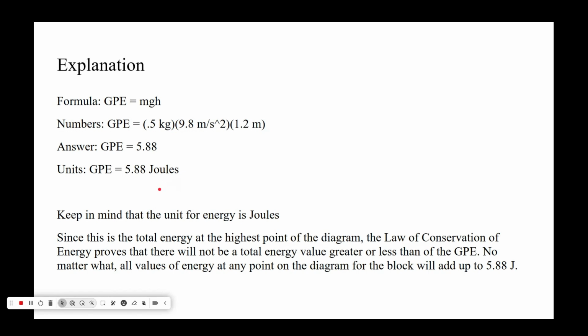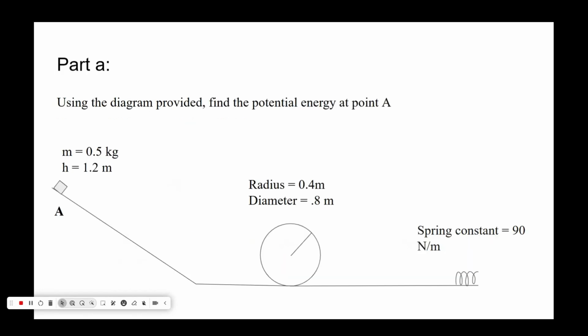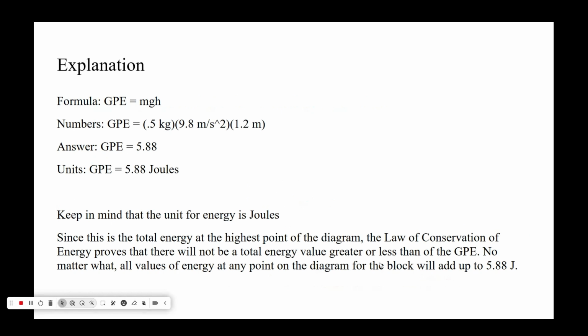According to the law of conservation of energy, there will not be a total energy value throughout this whole scenario that is greater or less than 5.88 joules. So basically, no matter where the block is on the progression, all energy will always add up to 5.88 joules due to the law of conservation of energy. Energy cannot be created nor destroyed. So we need to keep that in mind for future questions, and maybe it will be the next one.